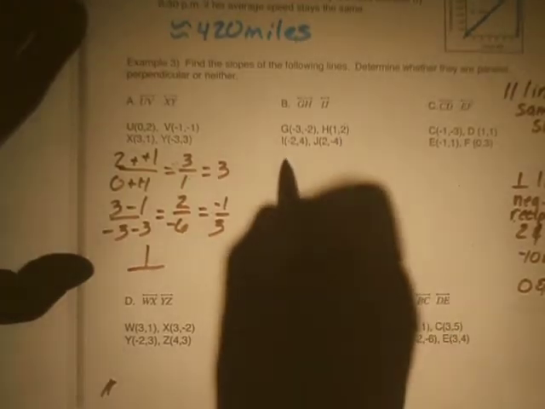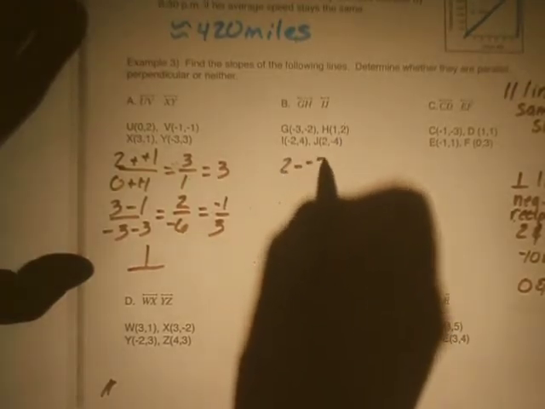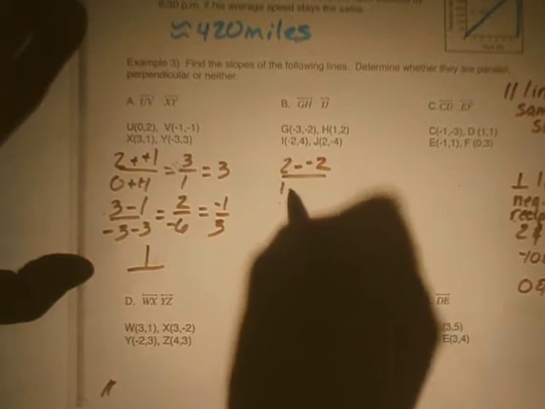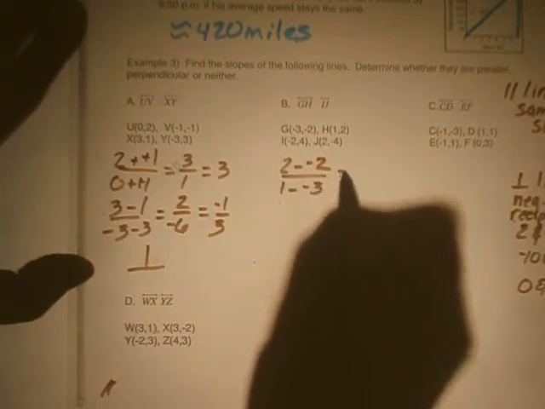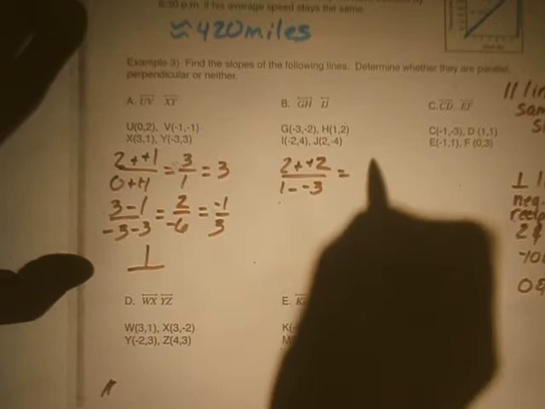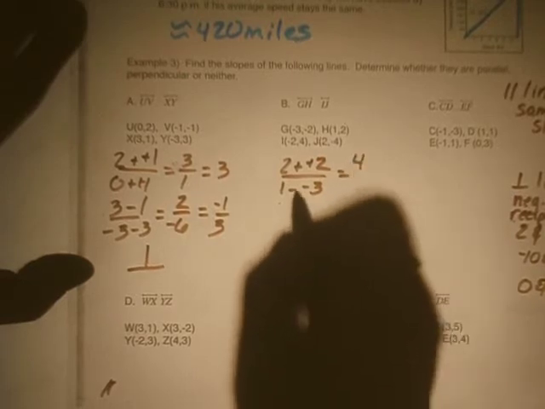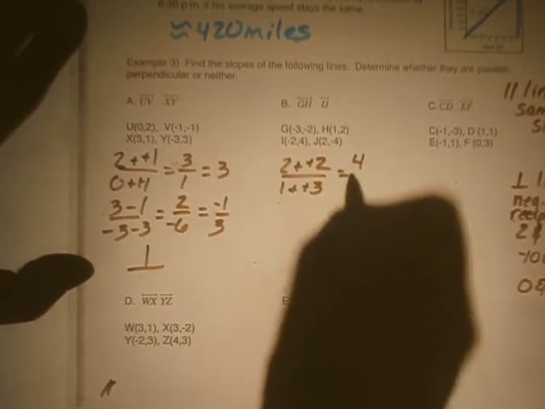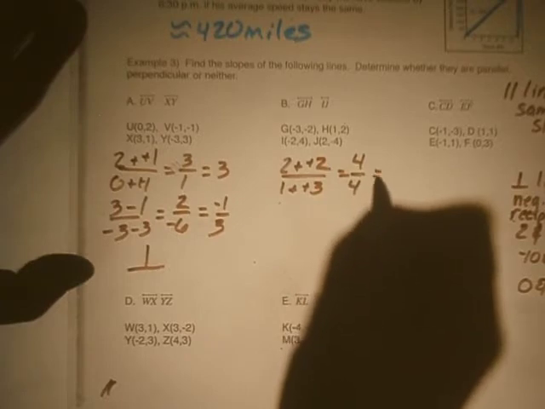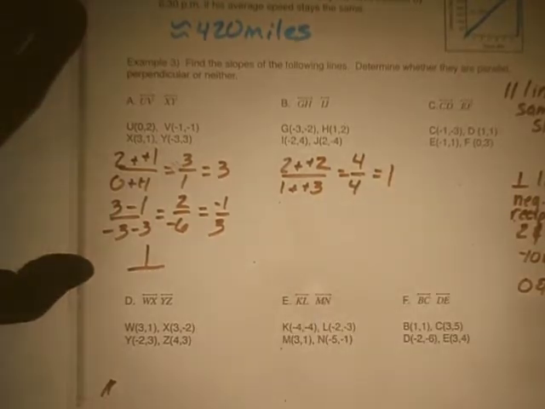Letter B, 2 subtract a negative 2 over 1 subtract a negative 3. When you zip-zap that, you have 4 over 4, which is 1.